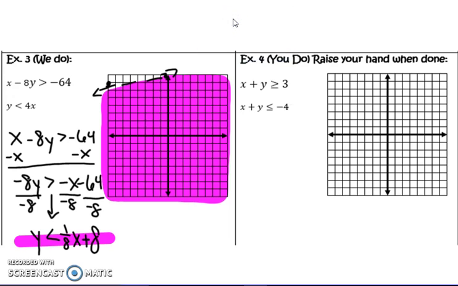Now, for my second equation, I have y is less than 4x. Well, that tells me my intercept is 0, 0. I'm going to go up 4 to the right 1, up 4 to the right 1, down 4 to the left 1, down 4 to the left 1. It is a dashed line, so we're going to dash it. Now, from here, we need to decide. Well, it says y is less than 4x, so my solution becomes everything that is less than it.